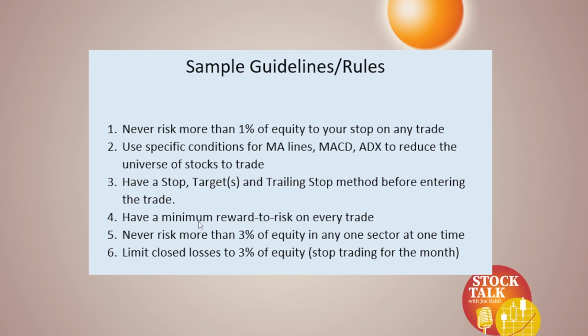I'd also say make sure you have some kind of a risk-reward approach to every trade, meaning a minimum criteria of say 2-to-1 or 3-to-1, something like that. Have that in mind on every single trade. And then a few others that you could think about would be like never risking more than 3% of equity in any one sector.